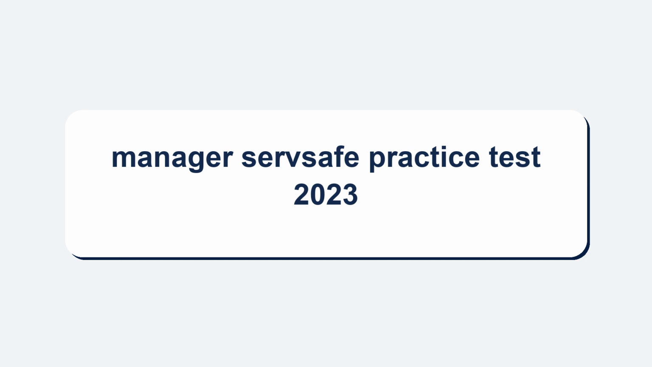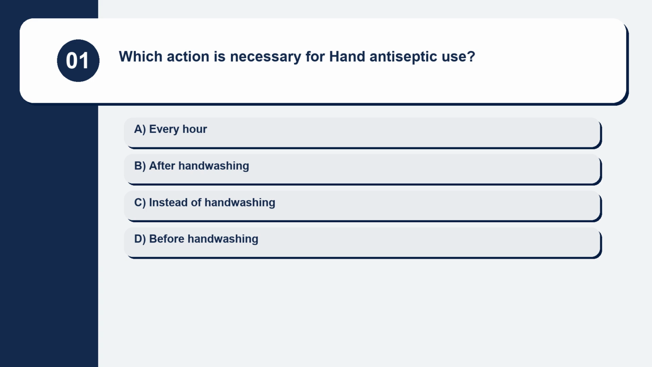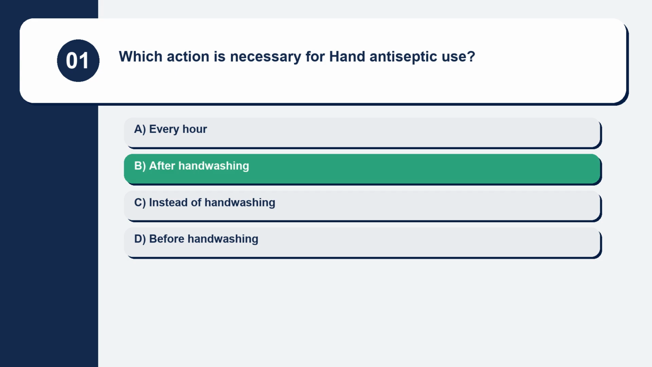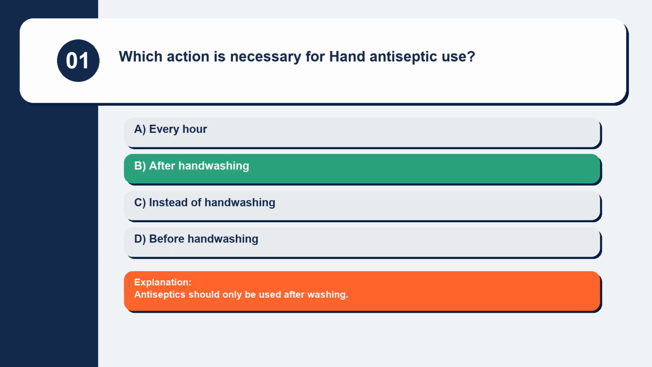Manager ServSafe Practice Test 2023. Question 1. Which action is necessary for hand antiseptic use? Every hour, after hand washing, instead of hand washing, before hand washing. Antiseptics should only be used after washing.